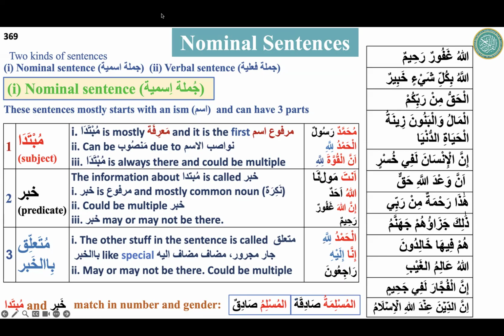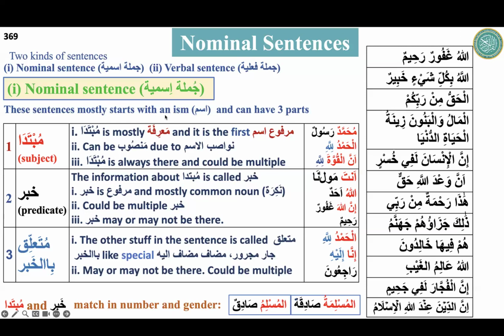Before starting verbal sentence, just to recap the nominal sentence: they start with a noun, and the most important thing in the nominal sentence is mubtada. There are two or three parts: mubtada, khabar, mutaalliq bil khabar. Mubtada is the starting point, that is the subject, and it will be in rafa status, and khabar will be in rafa status but nakira, a common noun.